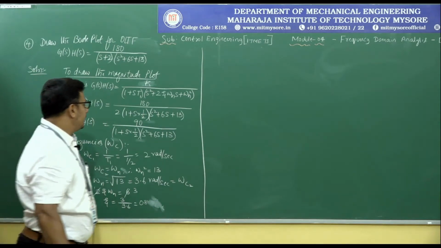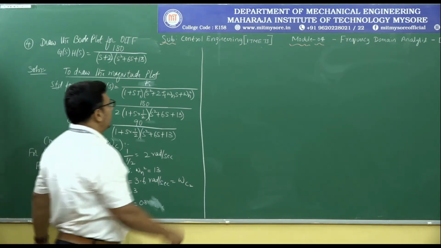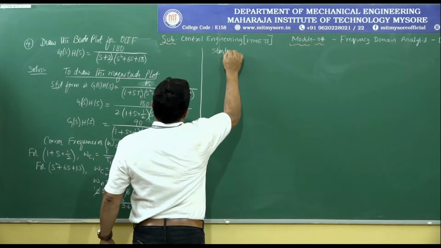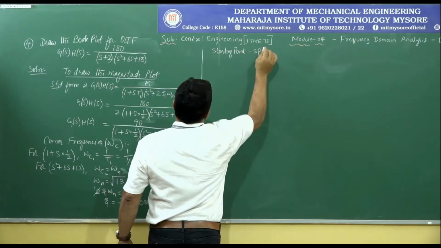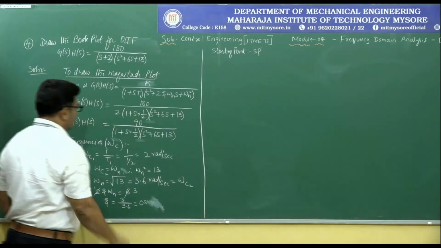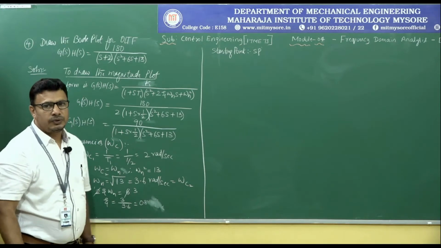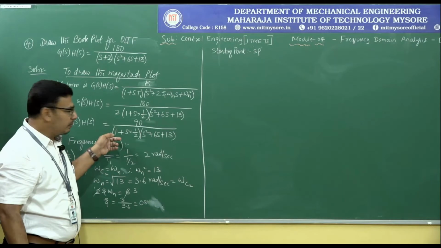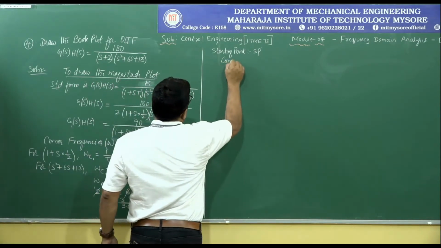Then the next step for drawing the magnitude plot is to find the starting point. Now consider this factor only. In all the previous cases, we used to have an s power n factor over here, whereas in this problem there is no s power n factor. So consider only the constant.